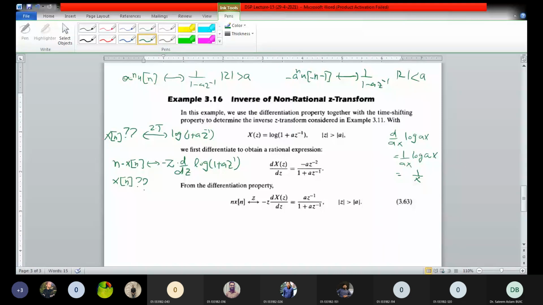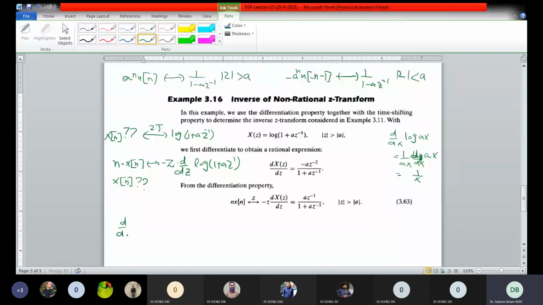Yes, sir. Oh sorry, 1 by x, d by dx of ax. Ax. Okay? Now it's clear. So it would be 1 over x. So based on the same principle, if you take the z transform of this one, how would it become? So let's solve it here.